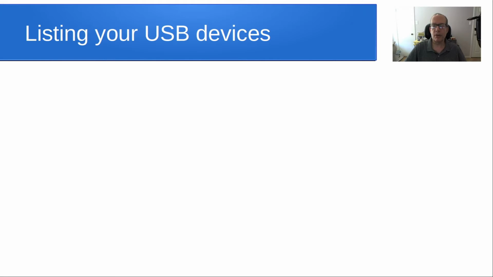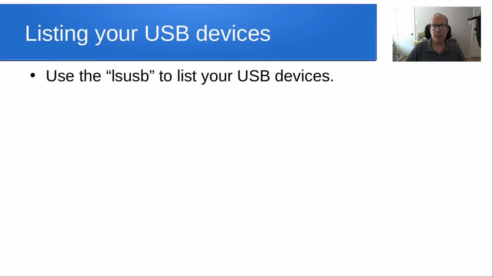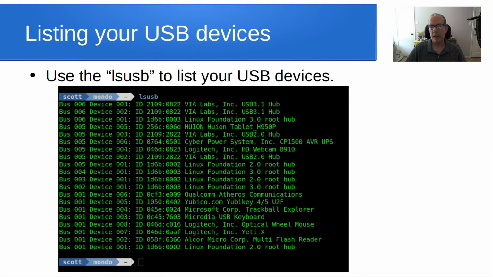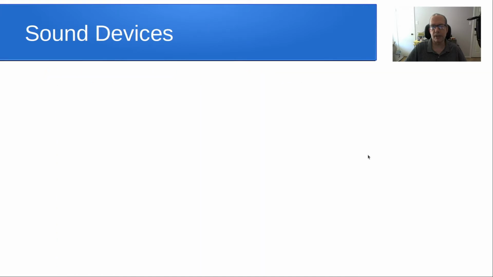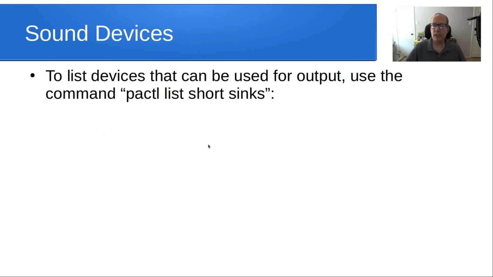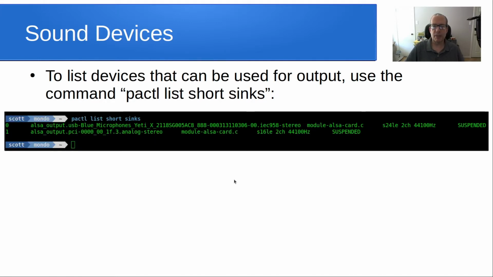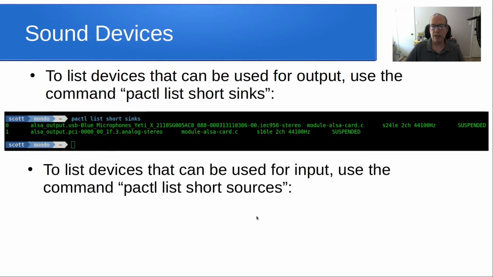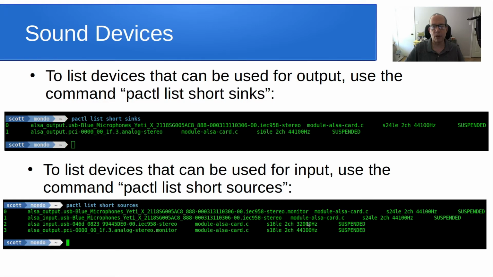In order to list out your USB devices, you can use the lsusb command. You come up with a long list of devices that includes many other things other than just sound devices, but we want to focus specifically on sound devices. To list devices that can be used for output, use the command pactl list short sinks. On my system, this produced a relatively short list of output devices. Then to list devices that can be used for input, you use the command pactl list short sources, and this listed a somewhat longer list.